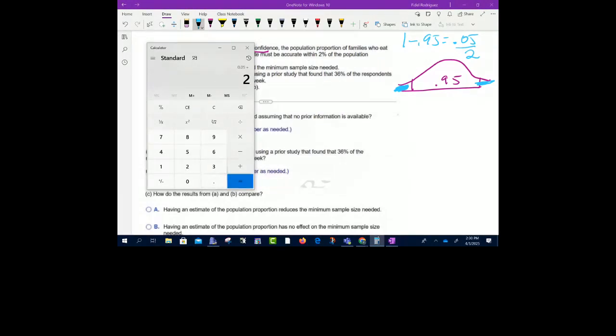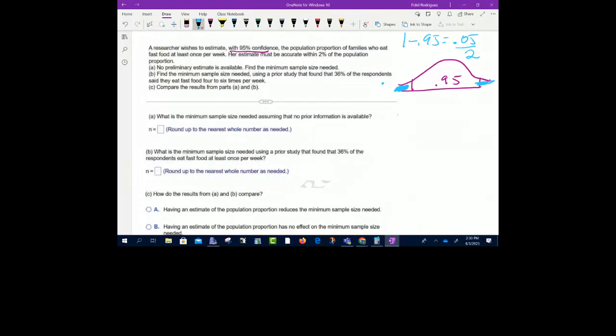0.05 divided by 2 is 0.025. So that's that area, and that's that area. Now remember, y'all, we're going to have two values. One of them is going to be negative. We are going to look for the positive one, okay?